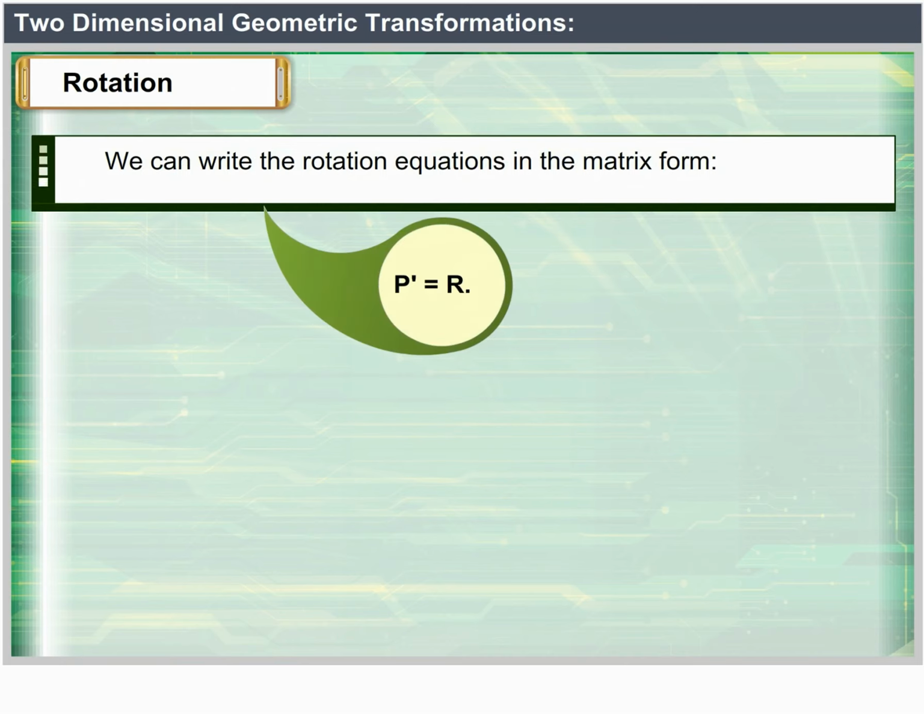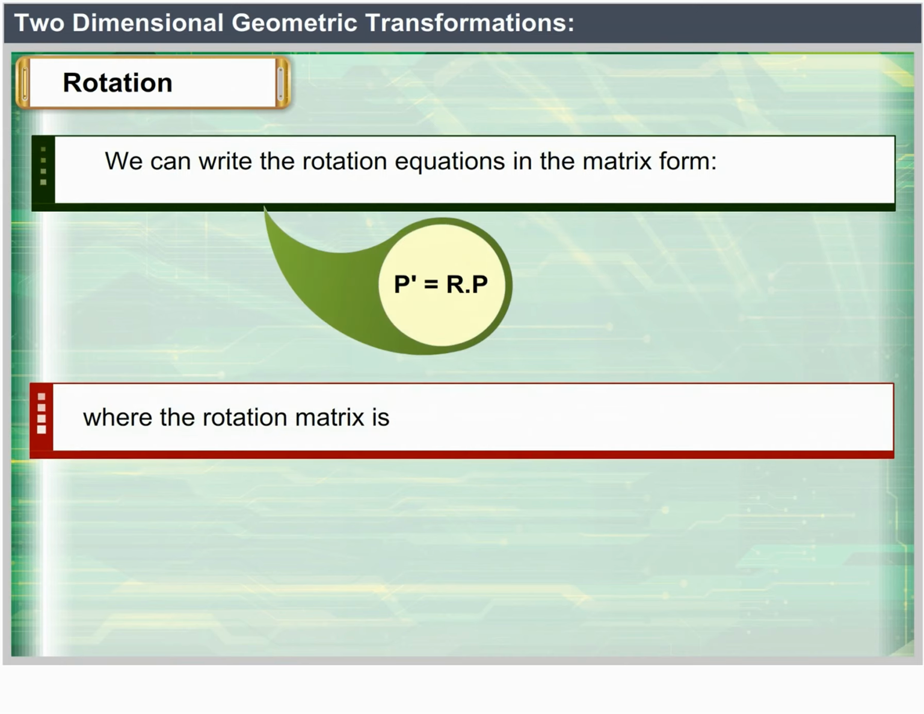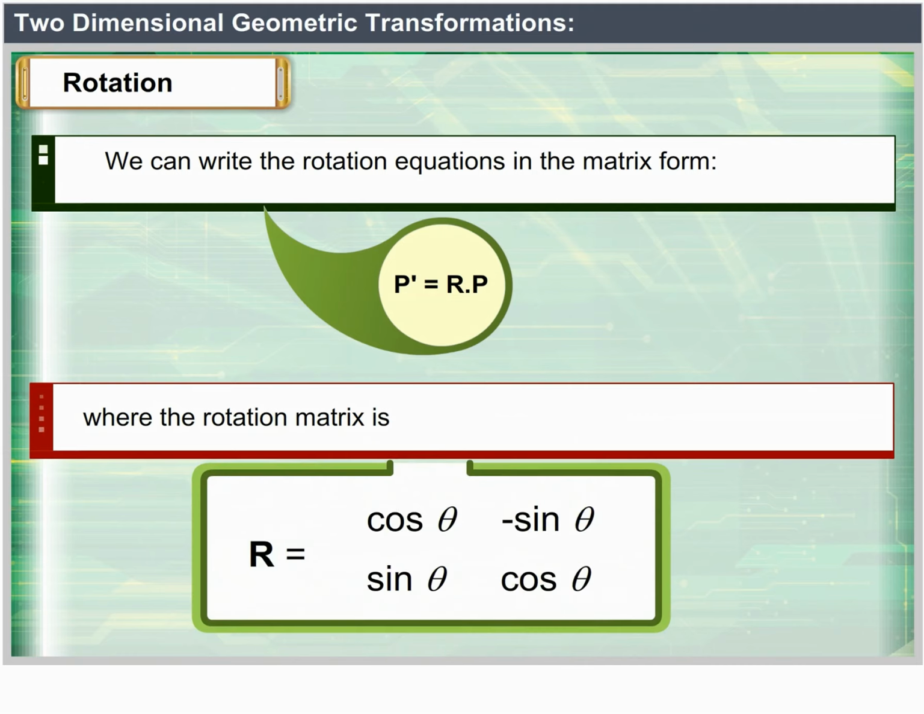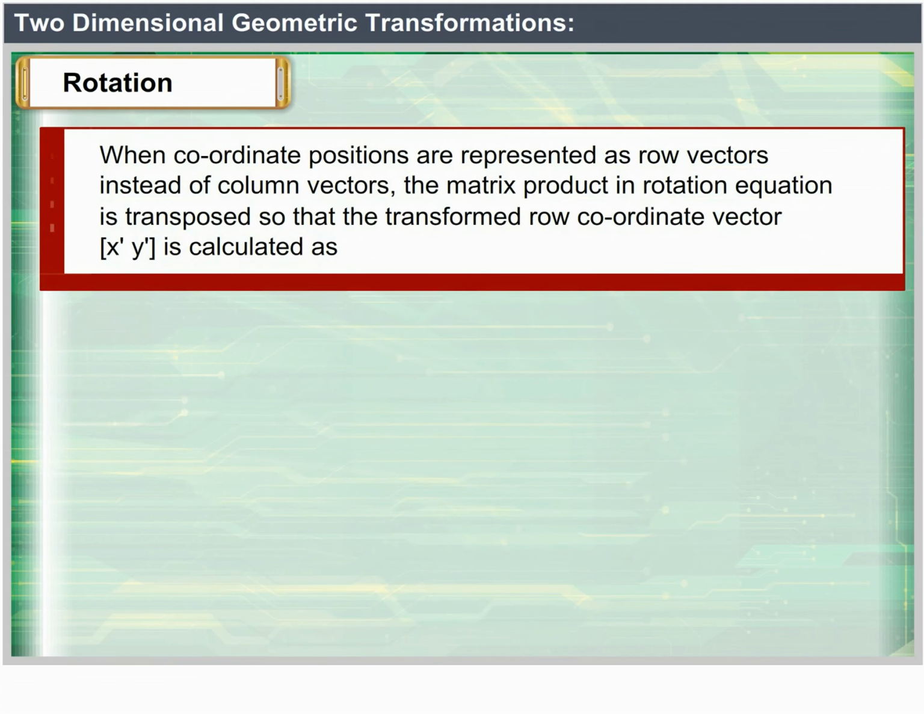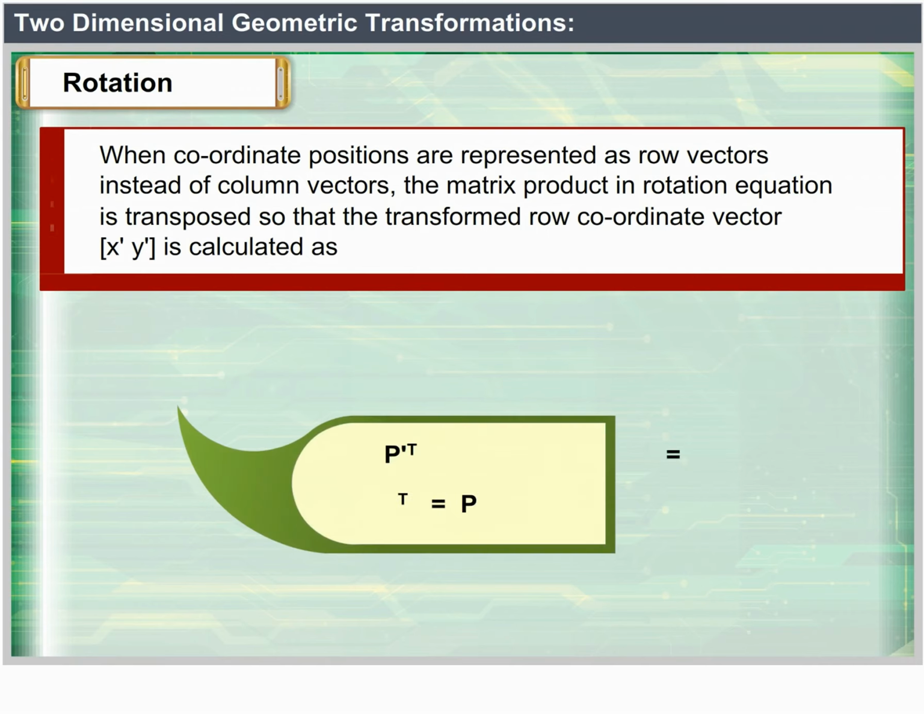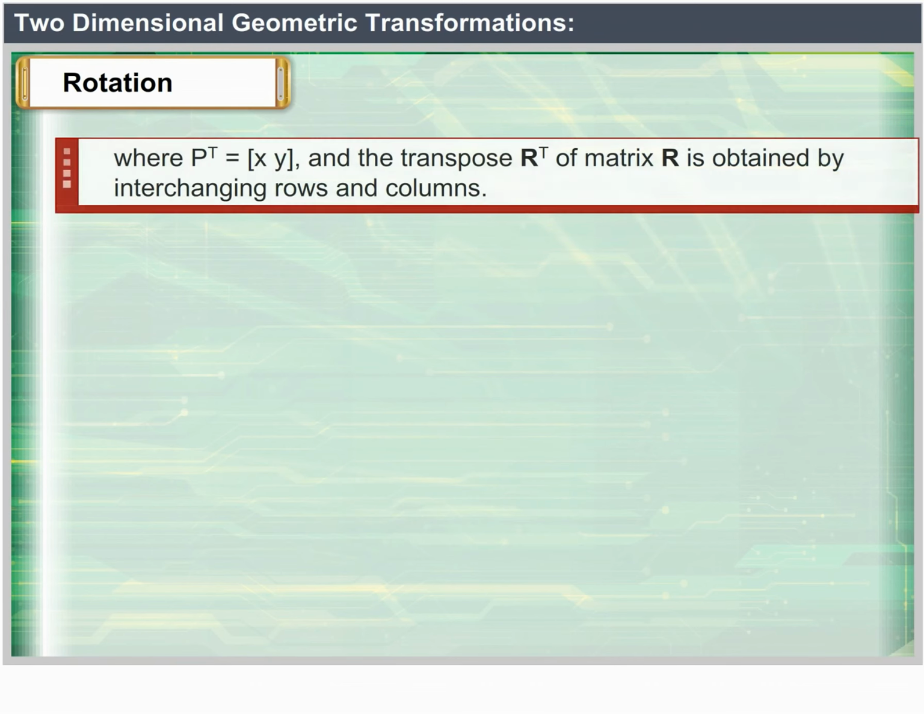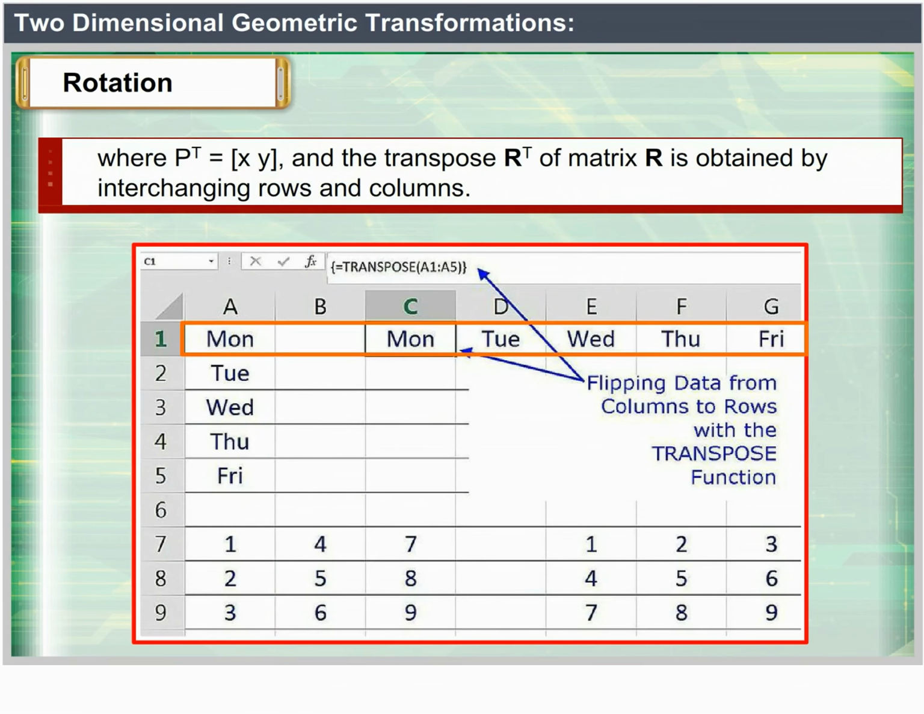When coordinate positions are represented as row vectors instead of column vectors, the matrix product in the rotation equation is transposed so that the transformed row coordinate vector (x', y') is calculated as P' transpose equals (R P) transpose equals P transpose R transpose, where P transpose is (x, y) and the transpose R transpose of matrix R is obtained by interchanging rows and columns. For a rotation matrix, the transpose is obtained by simply changing the sign of the sine terms.